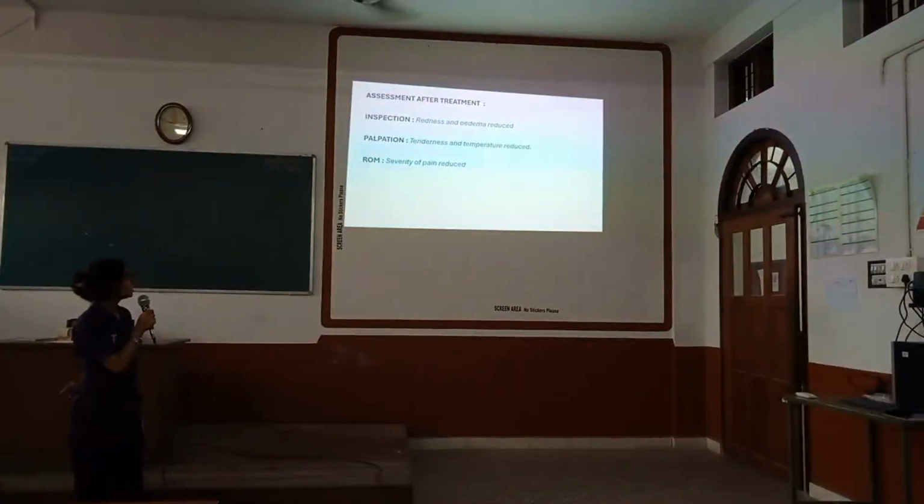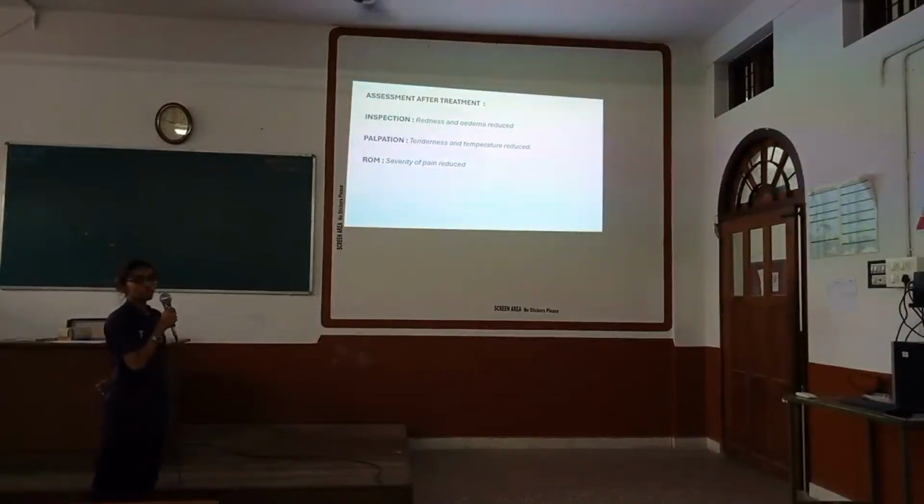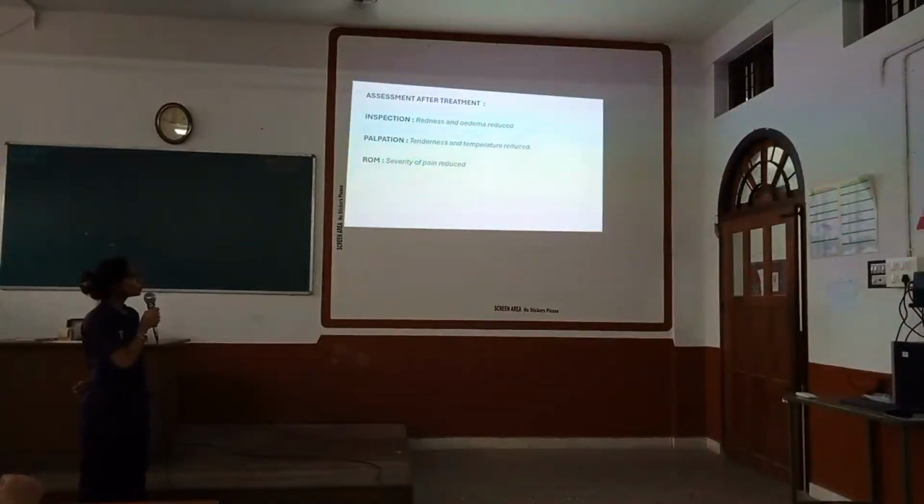Assessment after treatment. Inspection: redness and edema reduced. Palpation: tenderness and temperature reduced. Range of motion: severity of the pain reduced.